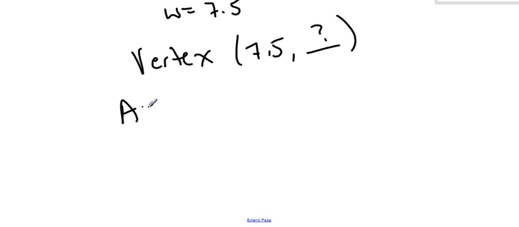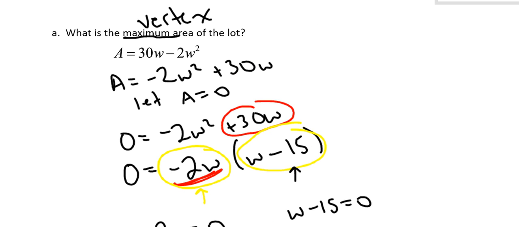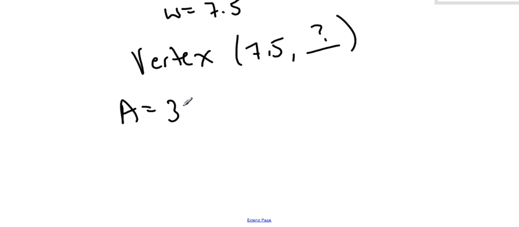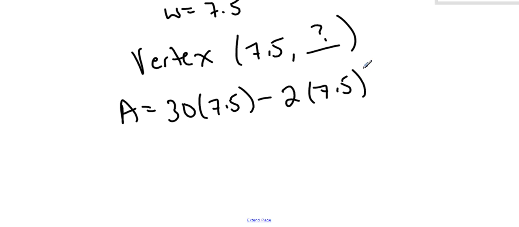So we're going to take our original equation. Let's go right back to the top here. 30w minus 2w squared. And we're going to calculate. Now that we know where the maximum occurs, let's figure out what the maximum is. So calculator time, do this math in your calculator.